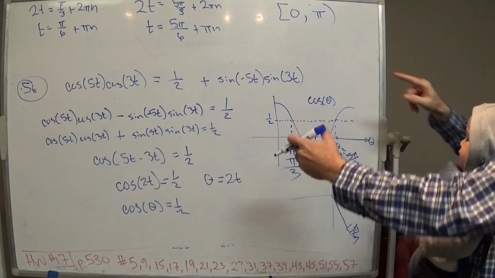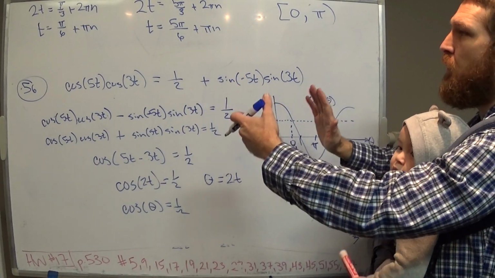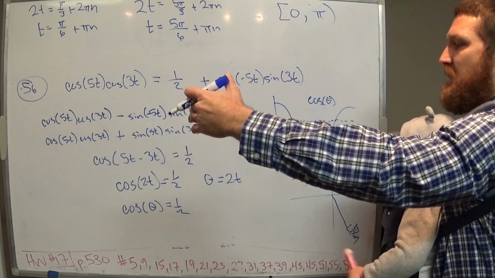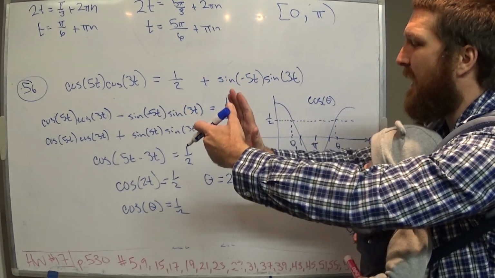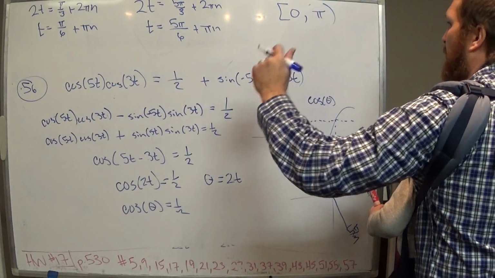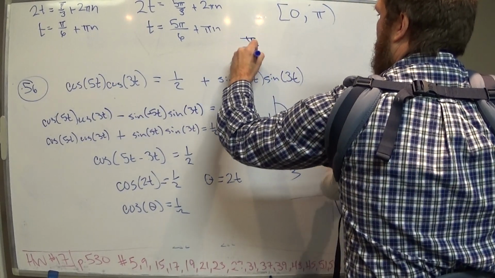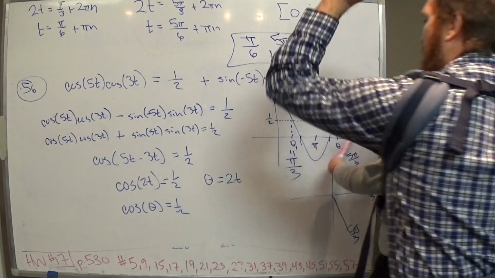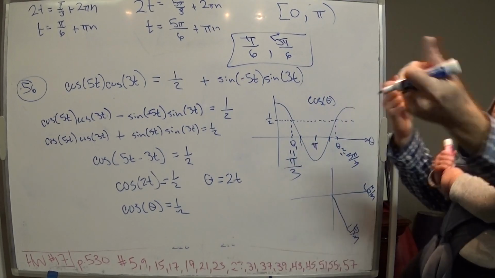And again, that would be because this would be like taking cosine and compressing it. Now, we've only compressed it by a factor of 2. If it were 10t here, you would compress it by a factor of 10, and you could expect a bunch more answers. But in this case, final answers are pi over 6, 5 pi over 6, and we're done. Okay?